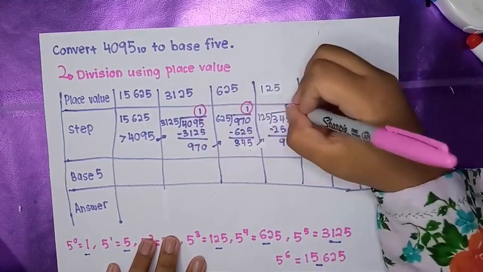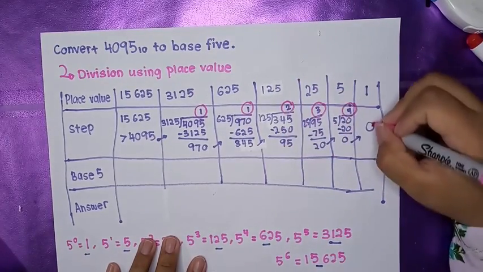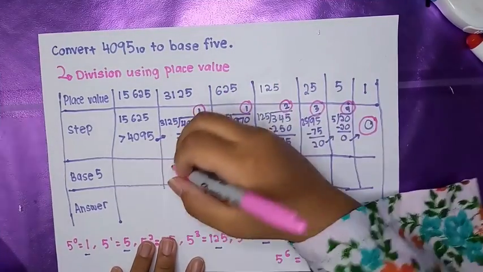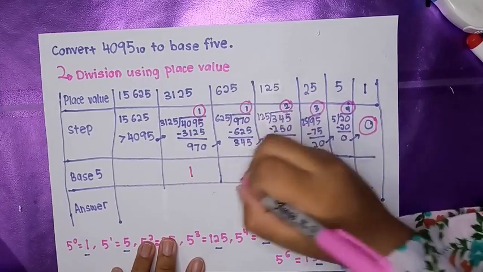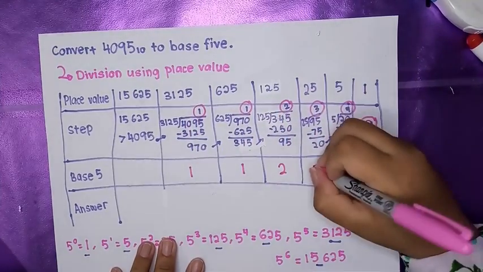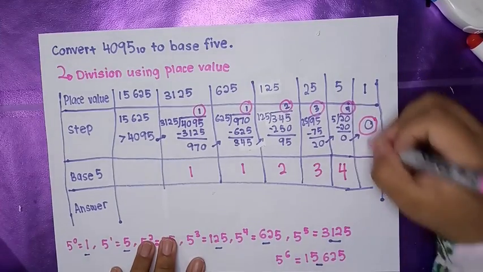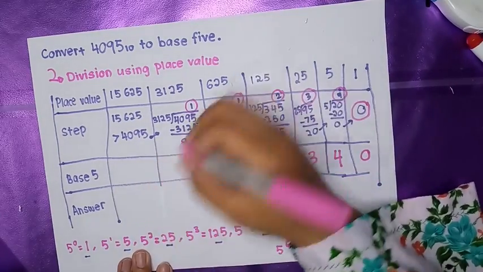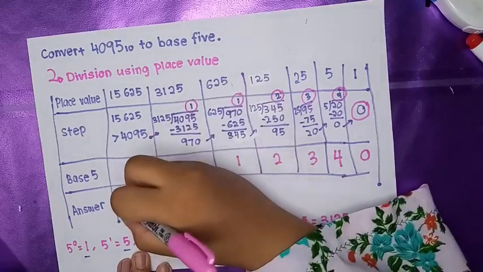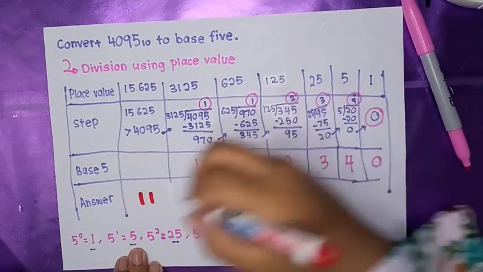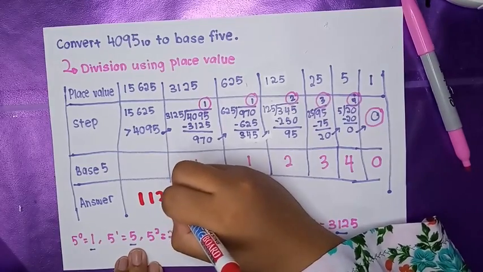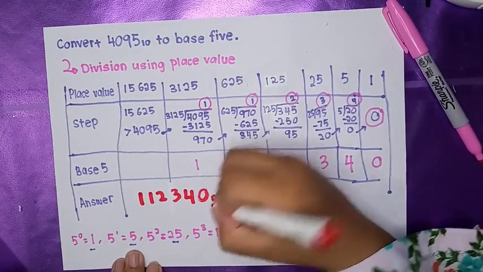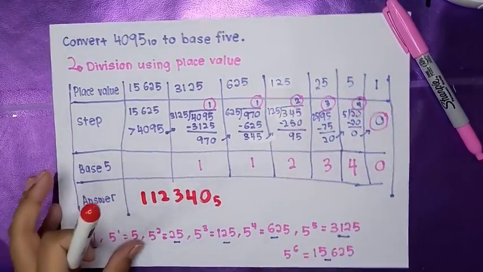This one, this one, this one, this one, this one, and this one. We're gonna write down this number here for the third row, 1, 1, 2, 3, 4, 0. And then we're gonna write down one by one. So the final answer is 112340 base 5.